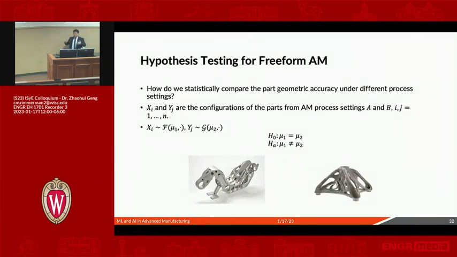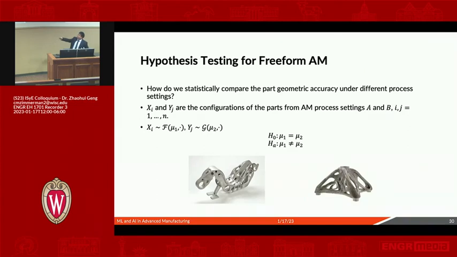This is a very fundamental problem, that is hypothesis testing for additive manufacturing with freeform designs, right? Because of the VDA framework, each point cloud, each scan, can be modeled as a multivariate normal distribution, and then we are talking about the geometric accuracy of this under different process settings, right?